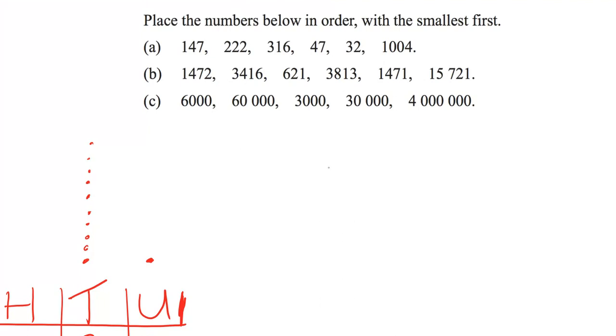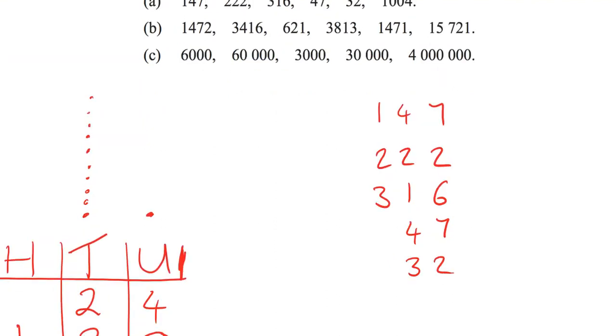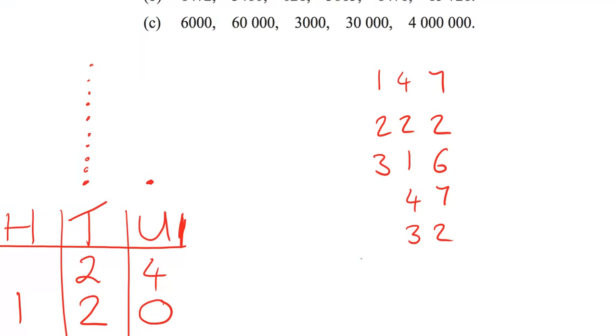So taking the numbers in part A and writing them out underneath each other, we're going to have 147, 222, 316, 47, 32, and 1,004. So let's consider this in a table, and we've got units, tens, hundreds, and thousands.